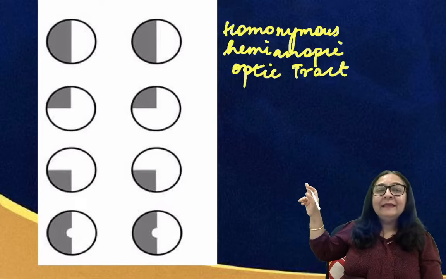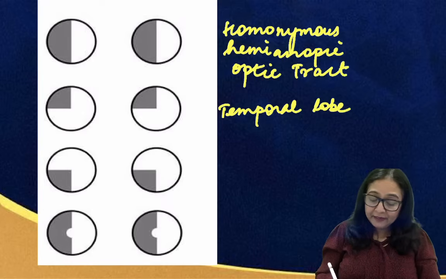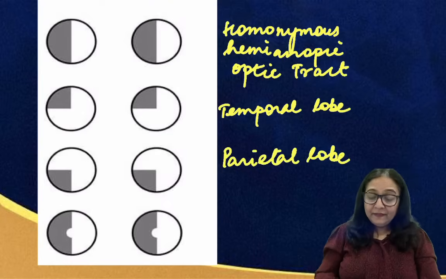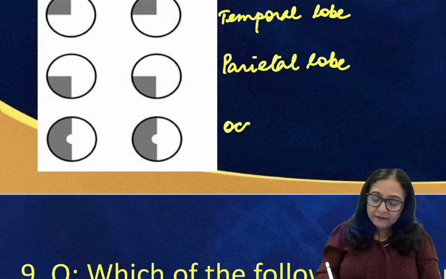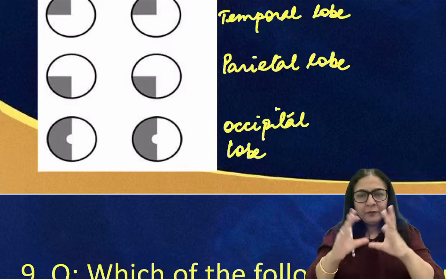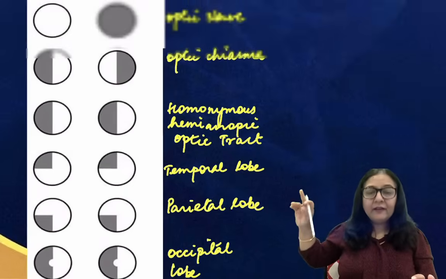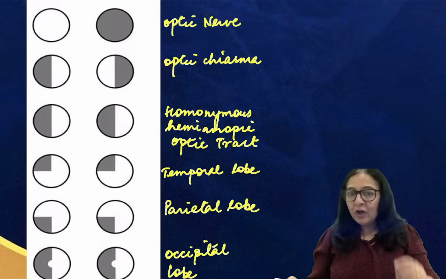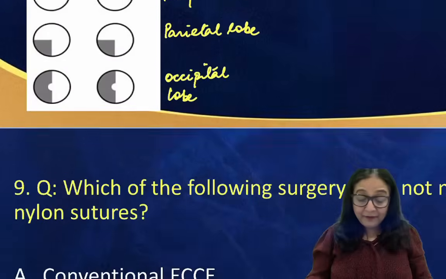Okay. Now, pie in the sky, superior quadrantic defect, the lesion is in the temporal lobe. Pie on the floor, inferior quadrantic defect, the lesion is in the parietal lobe. And when there is homonymous hemianopia but with central sparing, as you see here, then the lesion is in the occipital cortex or occipital lobe. All right. So a quick recap, do not confuse yourself with unnecessary details. If you remember this chart, you should be able to do the question based upon visual fields. Right? Okay, perfect.